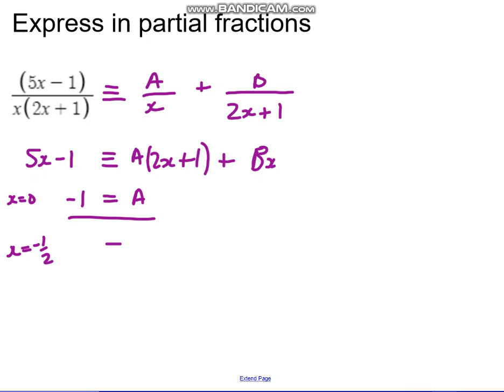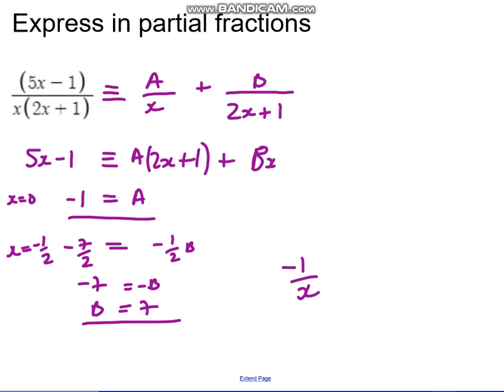So the A bit will disappear, so obviously I'm going to have minus a half times B on this right hand side. This one, 5 times minus a half is minus 2.5, so that's going to give us minus 7 over 2. We could then just multiply through by the 2's, so minus 7 is equal to minus B, and so B will be equal to 7. So therefore our whole thing must be equal to minus 1 over x plus 7 over 2x plus 1.